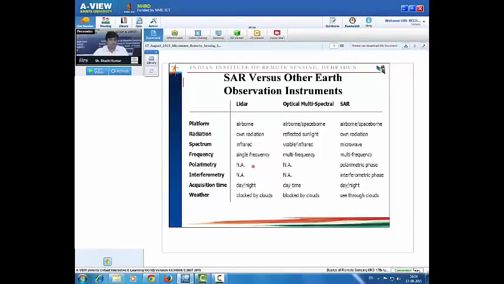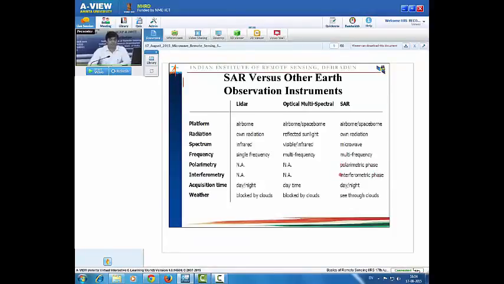Polarimetry, due to small wavelengths, is currently not possible in LIDAR and optical multispectral. But polarimetry and polarimetric applications are possible in SAR remote sensing. Similarly, interferometry is not possible in LIDAR and optical multispectral, but it is possible in SAR remote sensing.